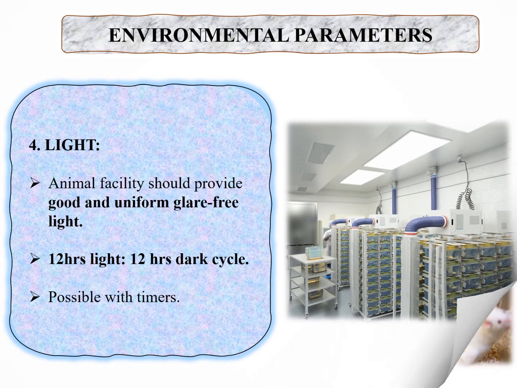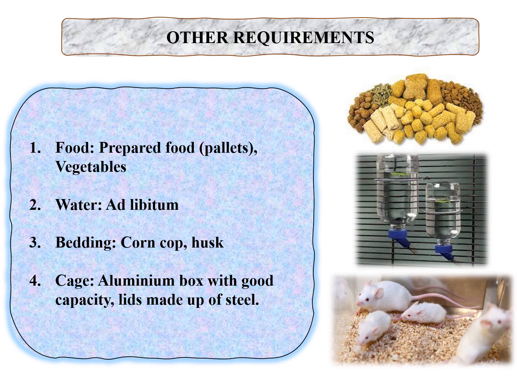In addition to environmental conditions, we also require to provide proper food, water, bedding material, and cage to the experimental animals. Prepared pallets can be provided to the rodents like mice, rats, and hamsters. But in case of rabbits, vegetables should be provided. Water ad libitum is mostly used. Bedding material, corn cob, and husk are mostly used. Cages are made up of aluminum box with good capacity. Lids are made up of steel.